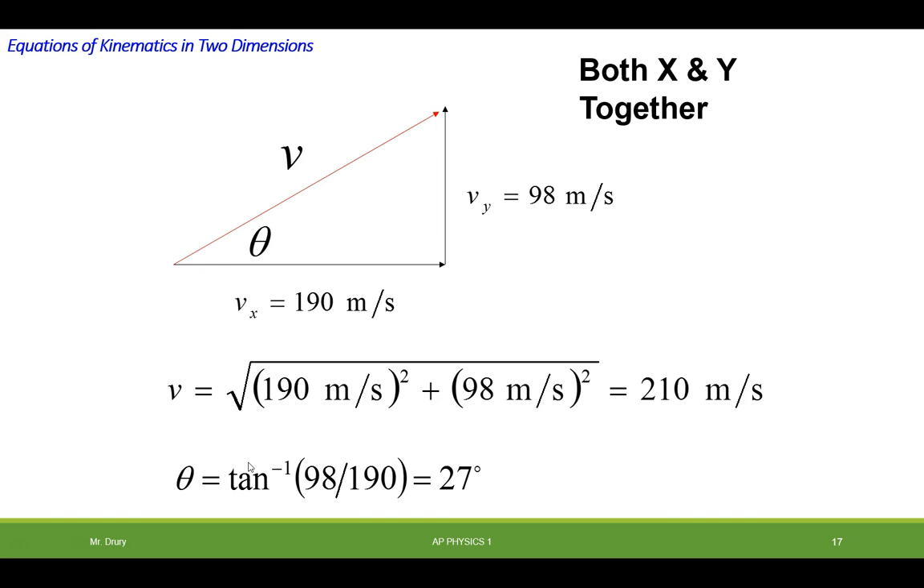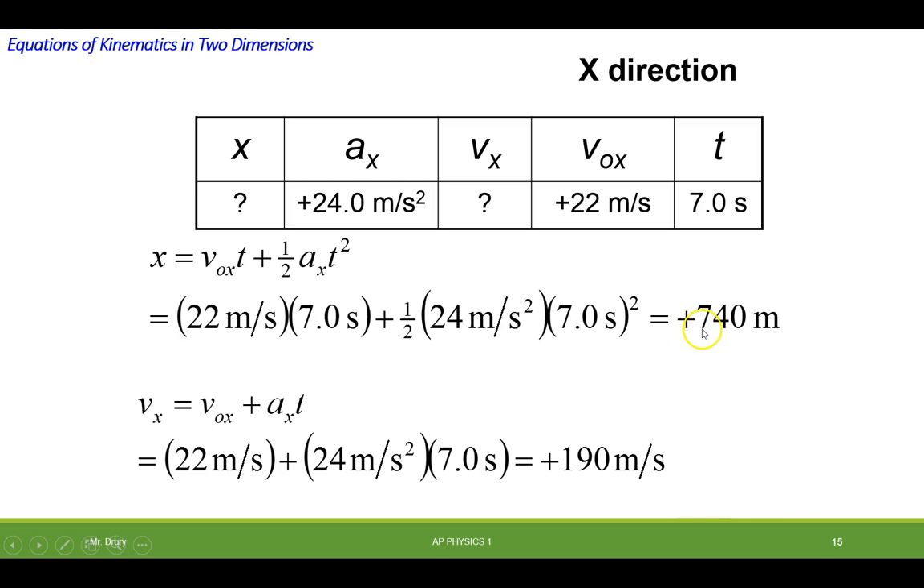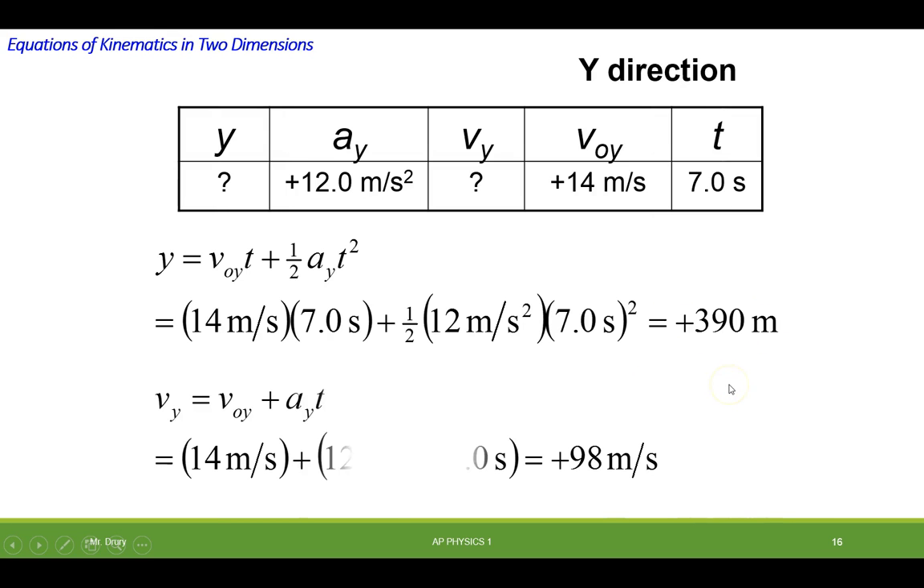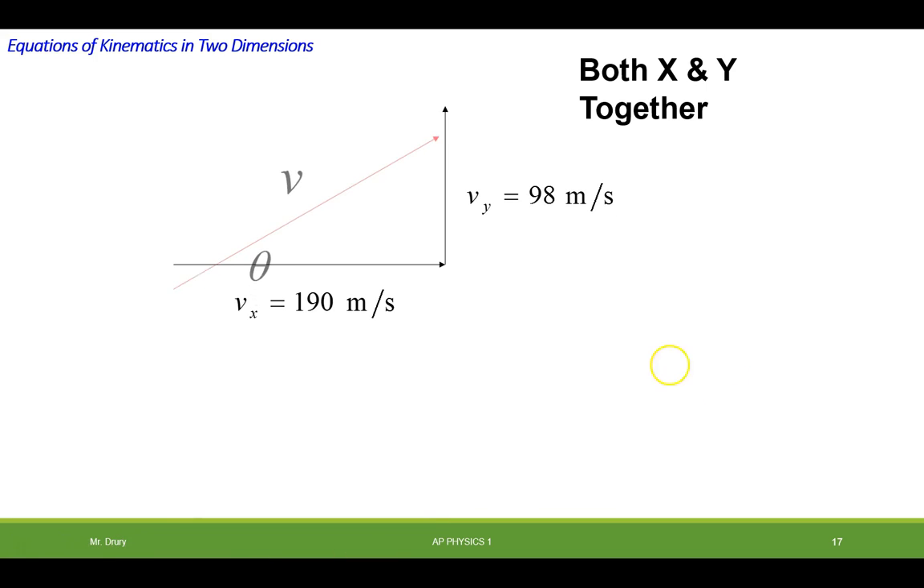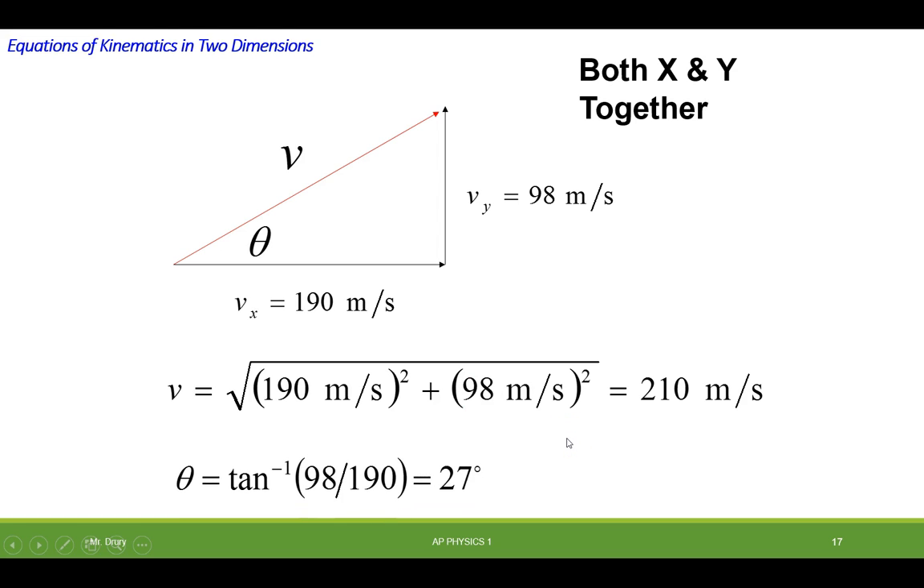In fact, for this problem, we could have found the total displacement as well by taking the two answers here of 390 in the y and 740 in the x, and excuse me for paging through like this, and doing the same idea as we did with velocity. We could have done the same thing with displacement. In the next section, we're going to be talking about projectile motion, which is going to be treating the x and y's independently once again, but it's a little bit more of a common problem, like shooting something.